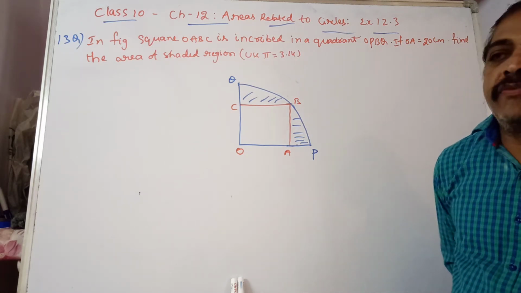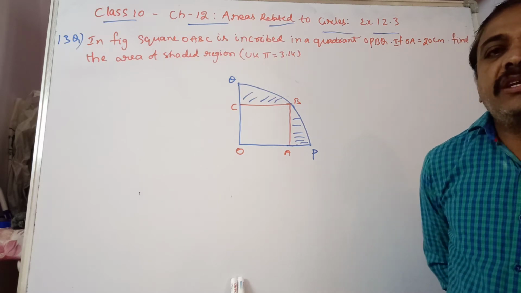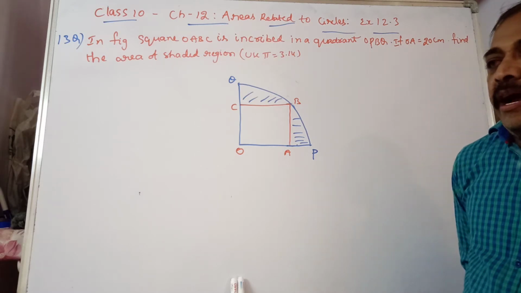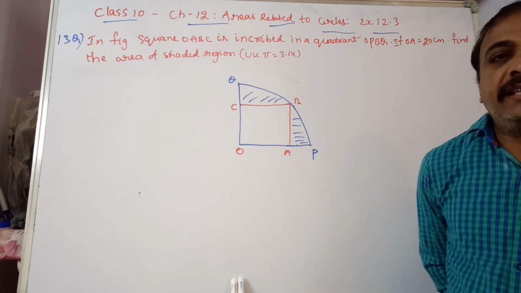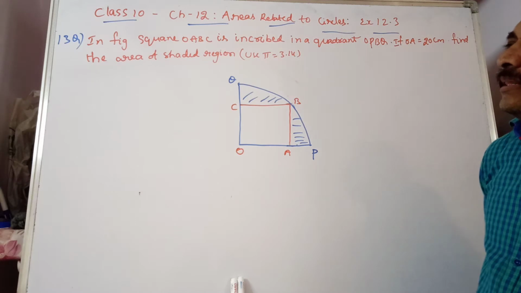In the previous session, we discussed the areas of shaded regions and combinations of plane figures. From exercise 12.3, we are going to discuss some questions. That is question number 13.